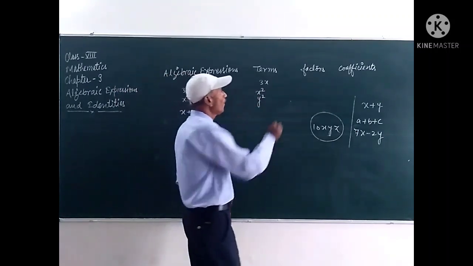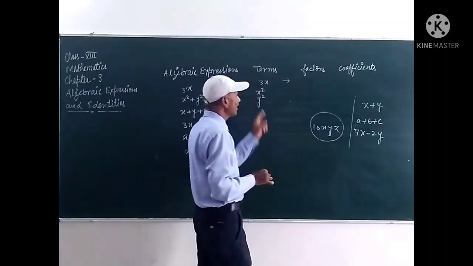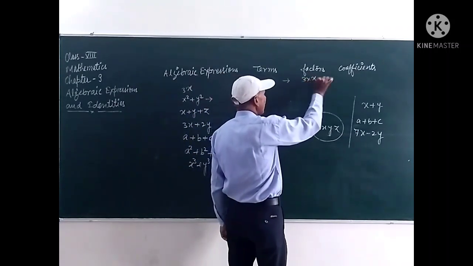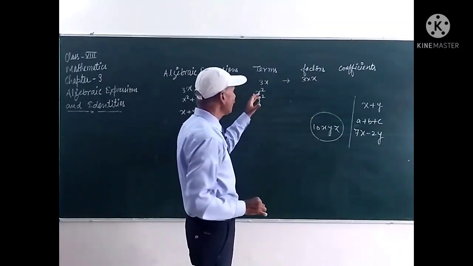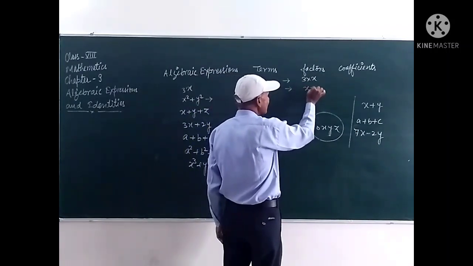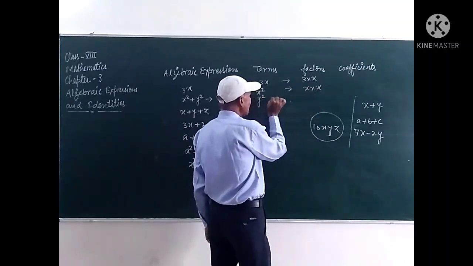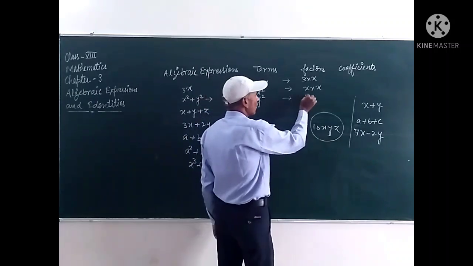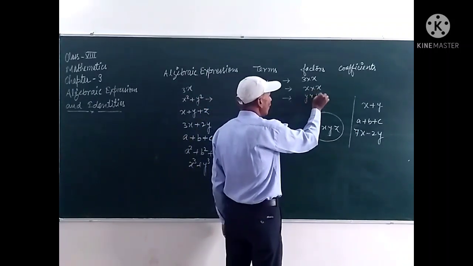And now factors. What are the factors of this 3x? 3 into x. And what are the factors of x square, student? Factors of x square are x into x. What is the factor of y square? That is y into y.